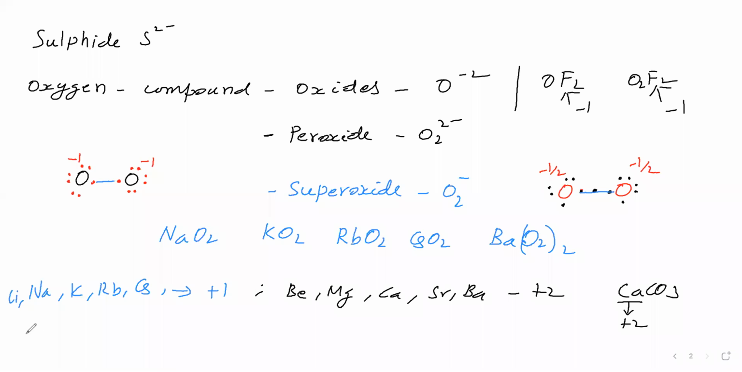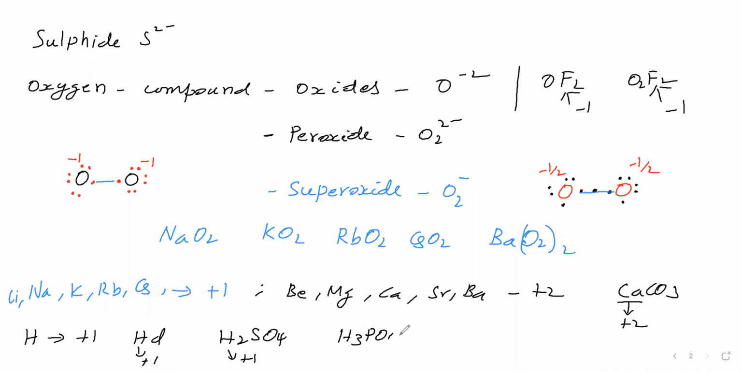Hydrogen in its compounds shows +1. For example, in HCl, hydrogen shows +1. In H2SO4, the hydrogen oxidation number is +1: 2 hydrogens are there, +1 for each hydrogen, so +2 in total.